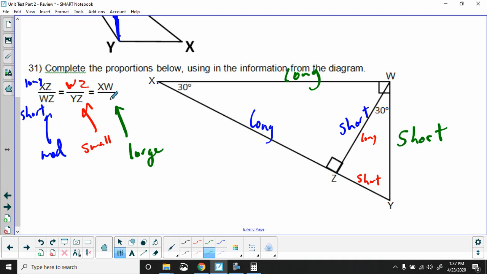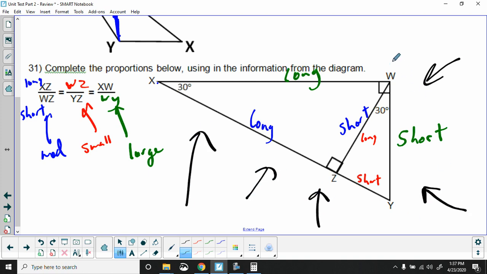And I can't stress this enough, but you need to label. Redraw the triangle and label, label, label, label, label. Put your labels, and you can't get this question wrong.